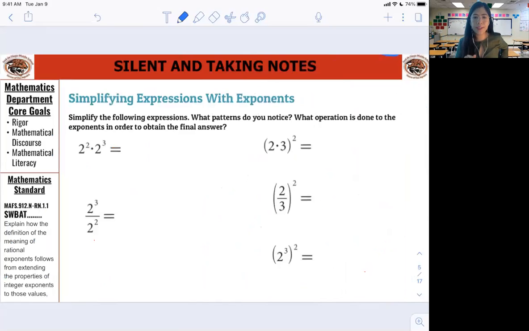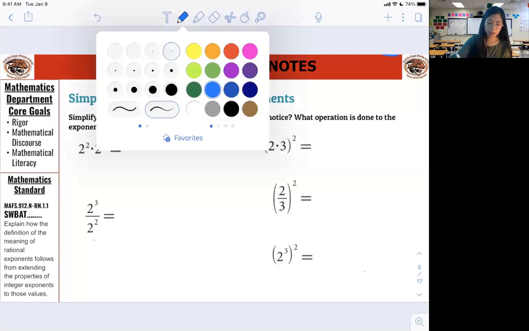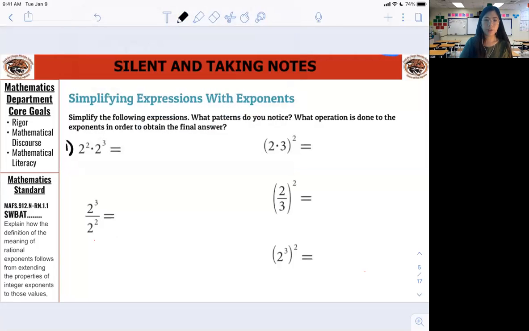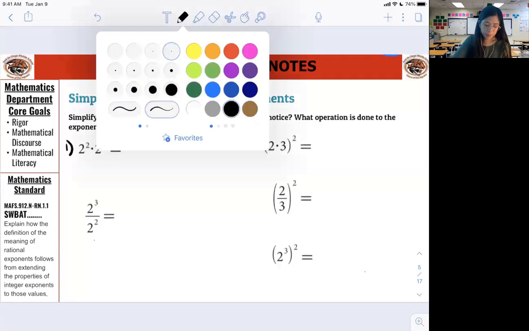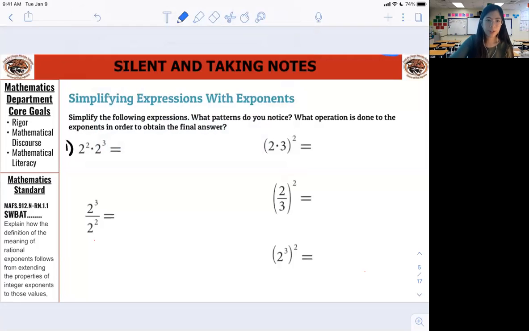So I'm revisiting these problems from our bell ringer. We actually did these already. But the reason I'm revisiting them is because I want to talk about some patterns that happen when you are using exponents and using different operations. So in the first example, now you can write these again, but more importantly, I just want you to watch and notice the patterns that I'm going to point out. In the first one, what are we doing between the two base numbers? What operation is happening here?